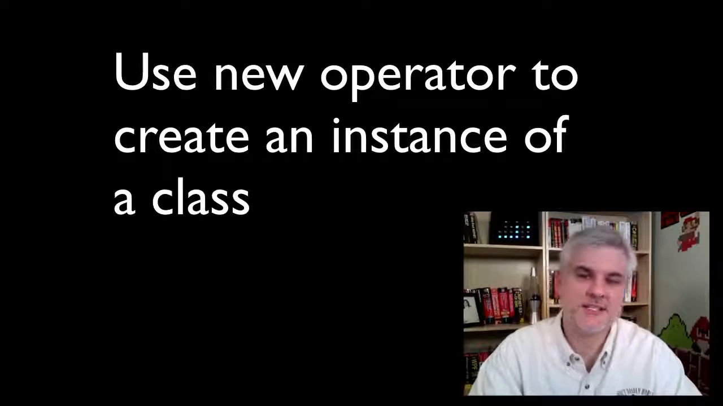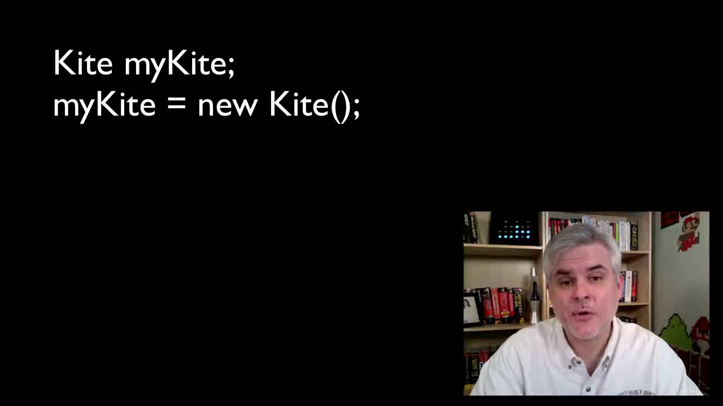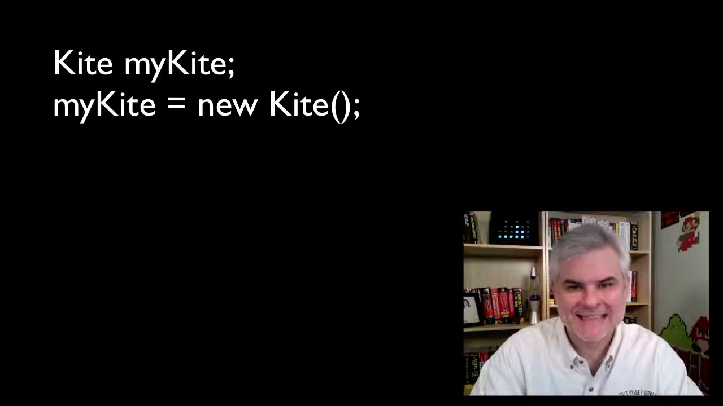So take a look at this example. I have a class called kite, and here I want to define a new instance of kite. And so what's going on in these two lines of code? Well, in line number one, I'm creating a pointer to a kite object. The pointer is called myKite.